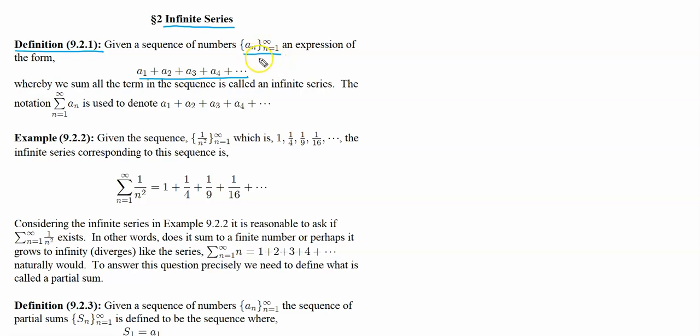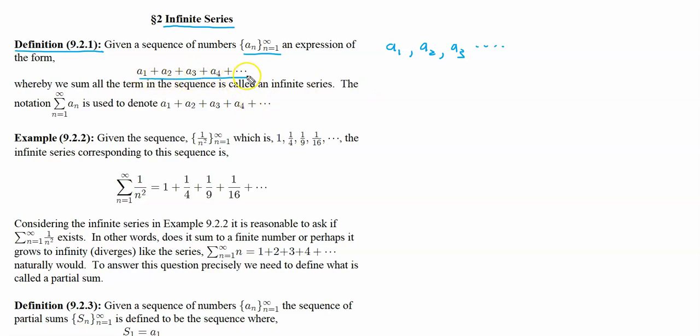the infinite sequence. Remember, the infinite sequence is just going to be the numbers a1, a2, a3, and so on. Now what we do with an infinite series is we take these numbers and we add them all up. And this is what we mean by an infinite series.